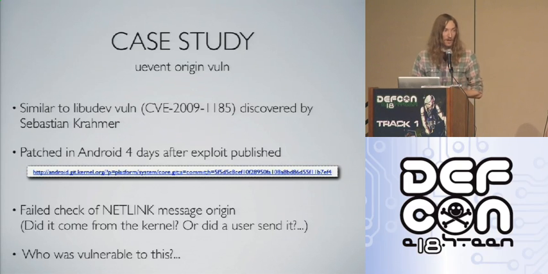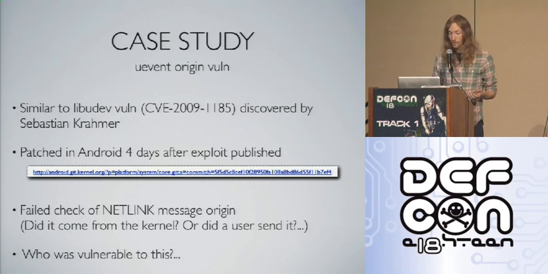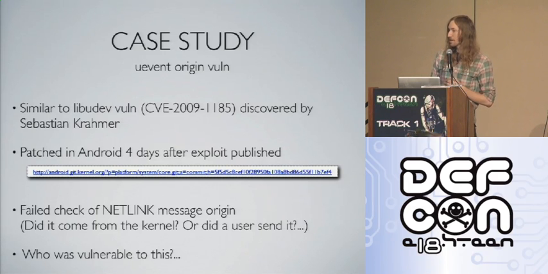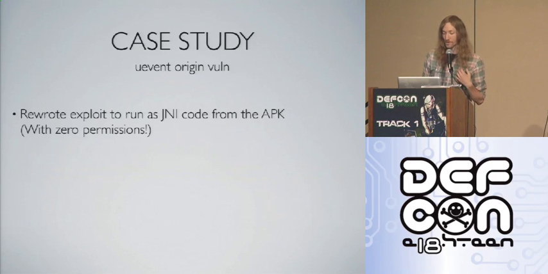Upon finding out when the exploit was published, Android had that patched within 4 days, which was really good to see. The exploit itself is just a failed check of the netlink messages and where they came from. Did they come from the kernel or did they come from user space? So we took this and, we packaged this exploit back into JNI code to run within an APK so that we could test this on a lot of different phones.